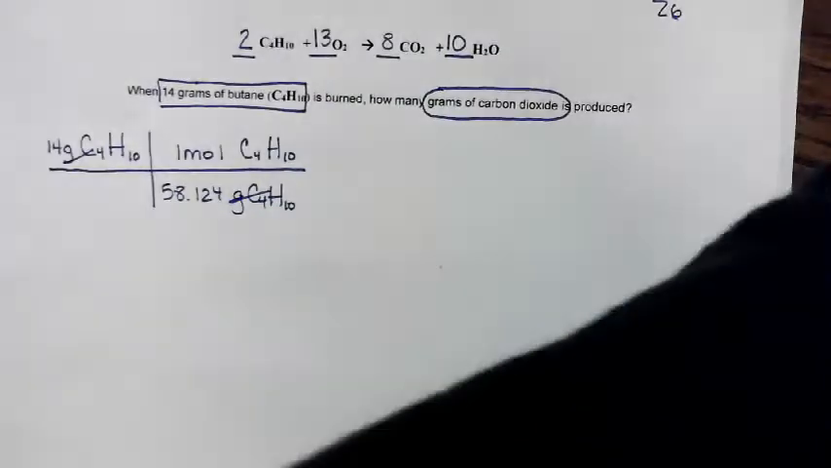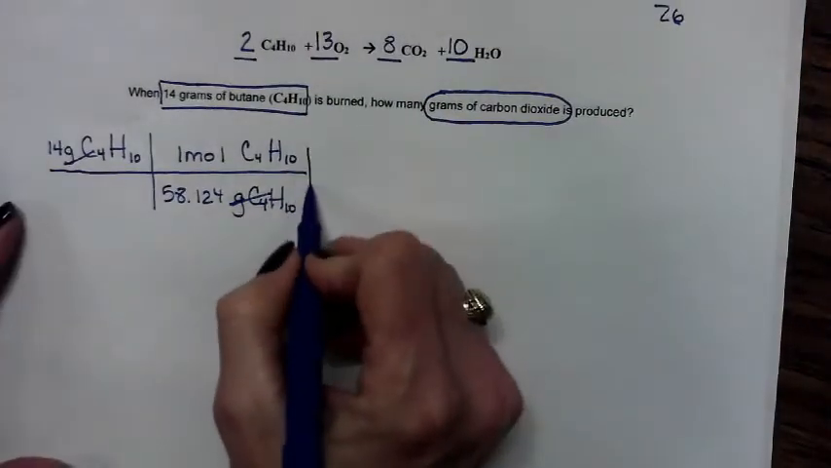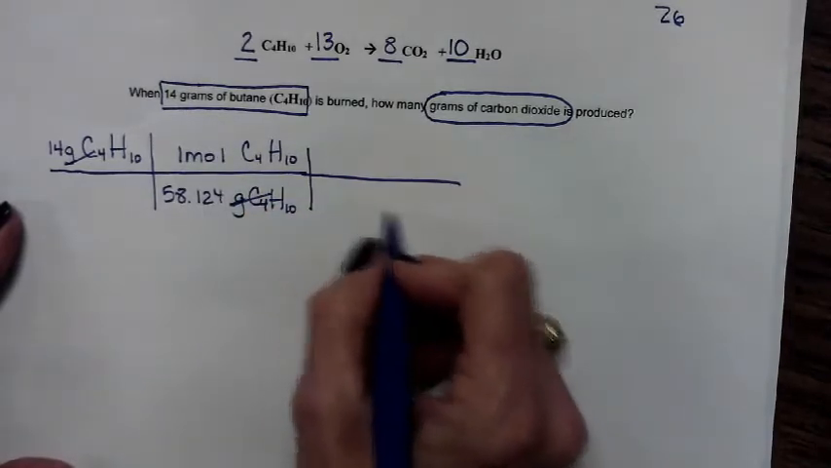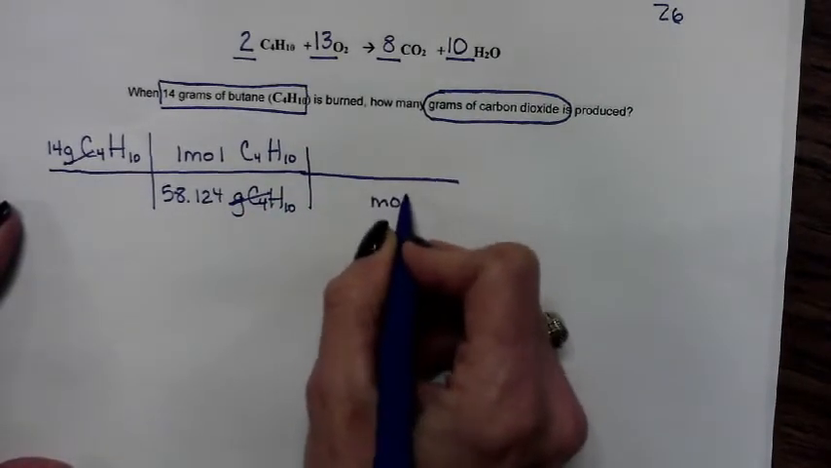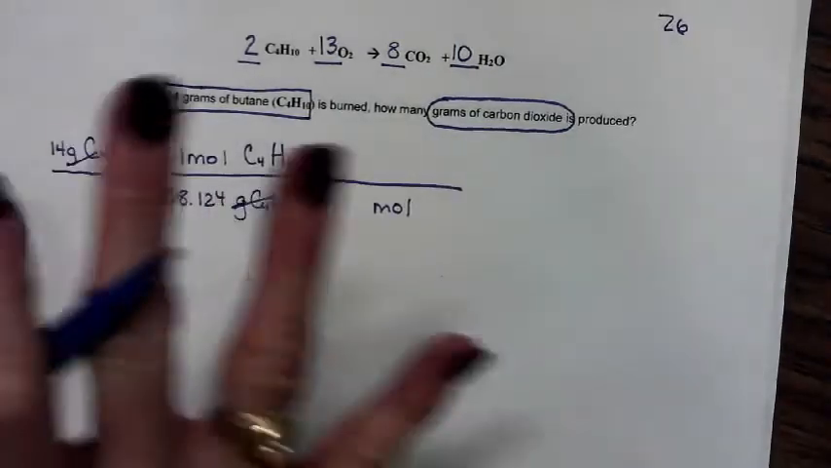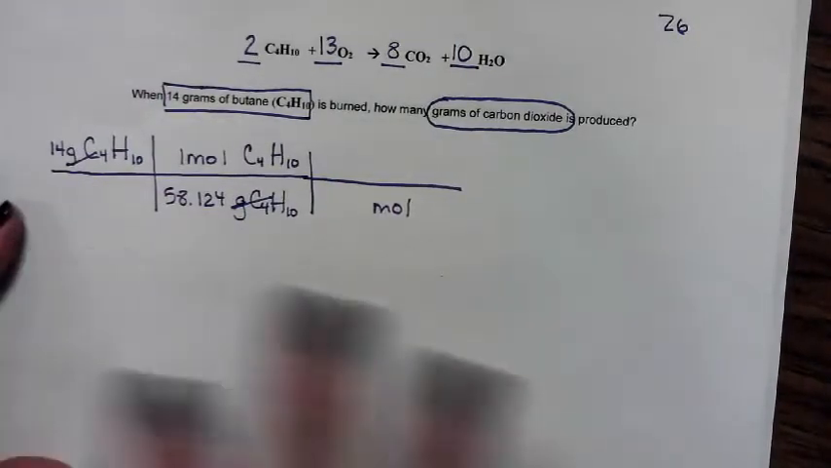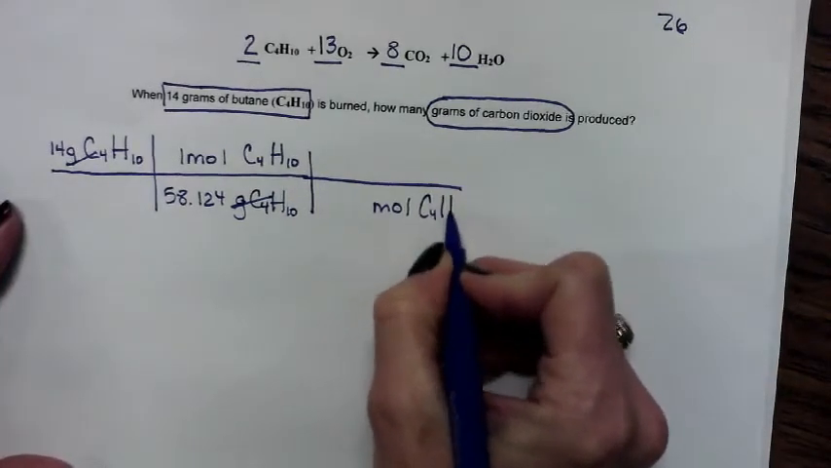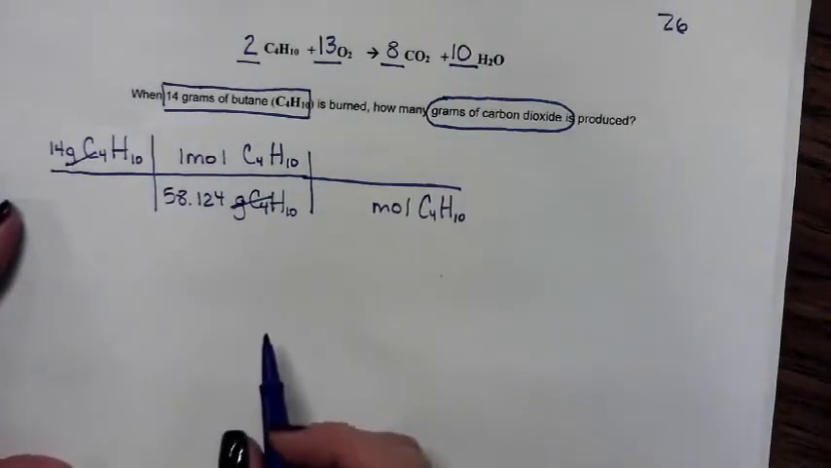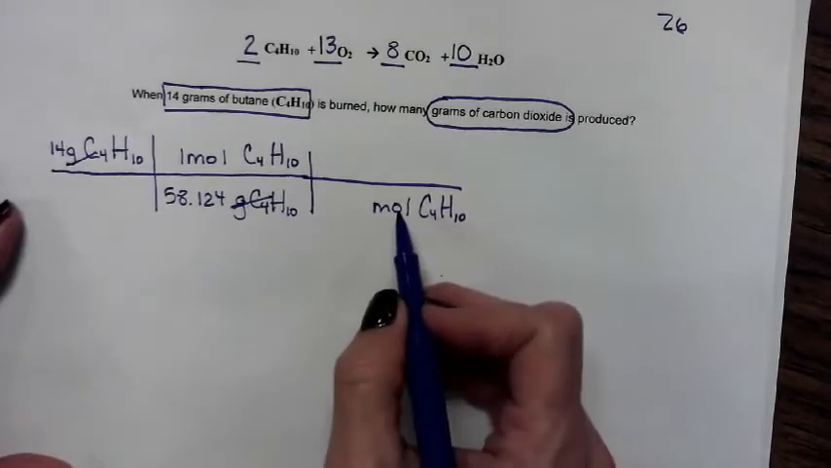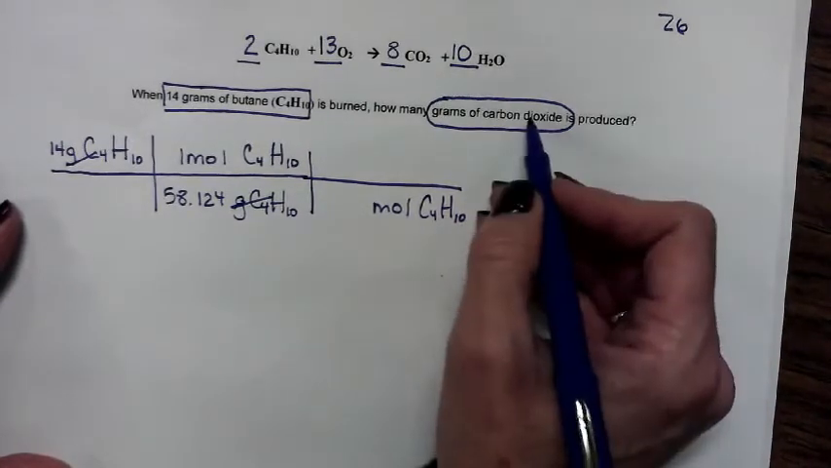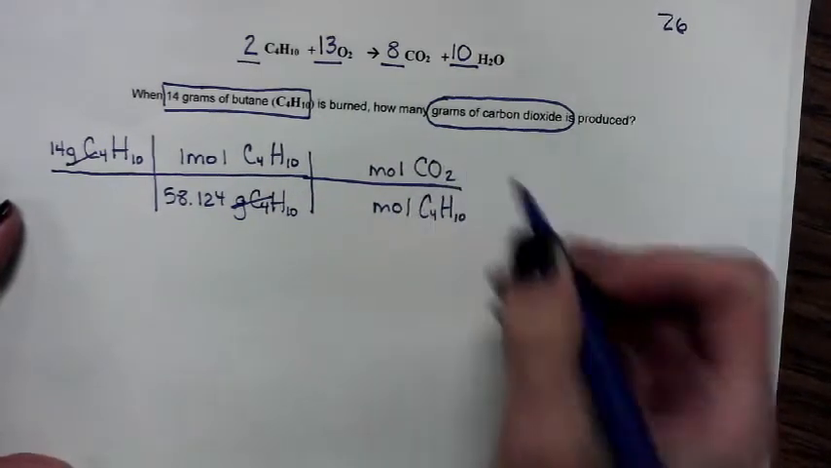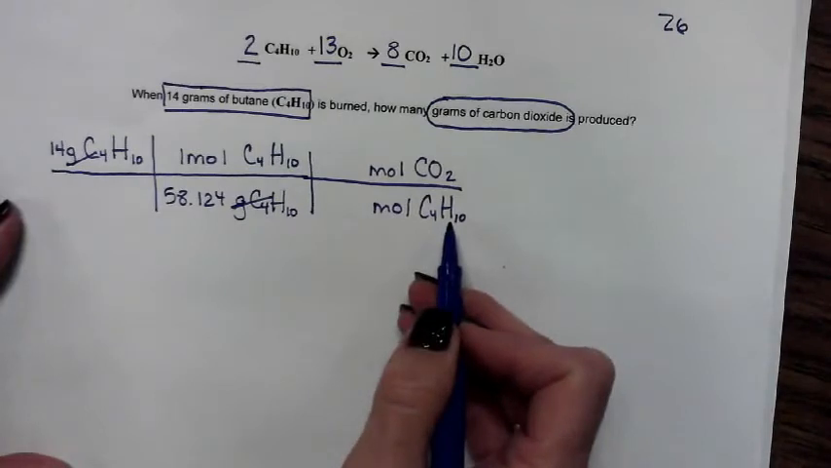So let's see how we put that in here. I just go down my unit. That helps, okay, because it keeps you on track. It keeps you from making a mistake. Always write your units and your label. Okay, so I need to use the mole ratio. I need to use the mole ratio of what I want, which is carbon dioxide, to what I already have, moles of butane.